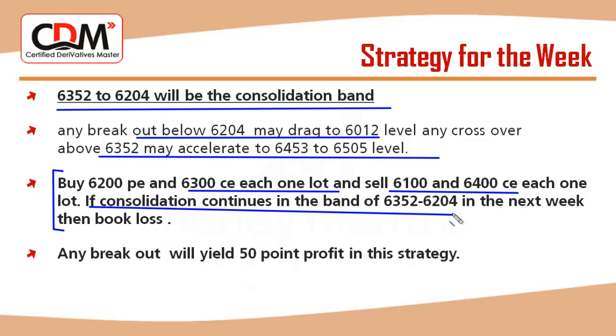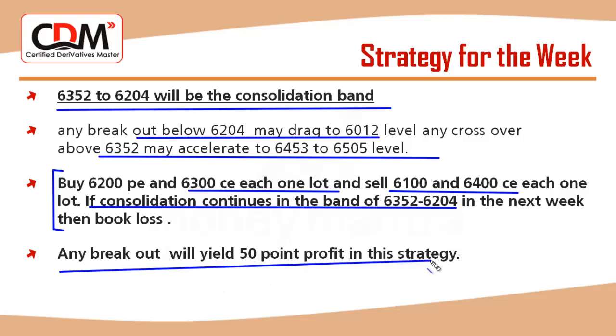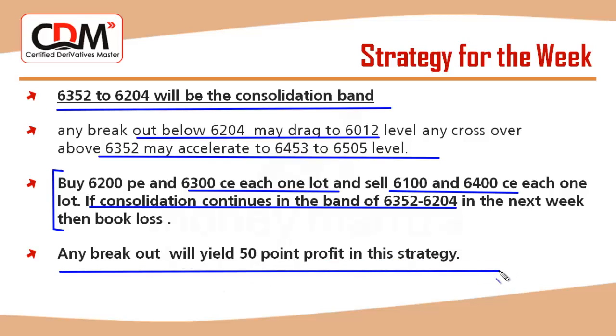If consolidation continues in the band of this range, then in the next week we have to book the loss. But if there is any breakout beyond these levels, 6204 or 6352, we will get at least a 50-point profit in this strategy on one lot. So this is the strategy for this week. Try to apply it, and I assume that you like the concept of our trading on the basis of options.